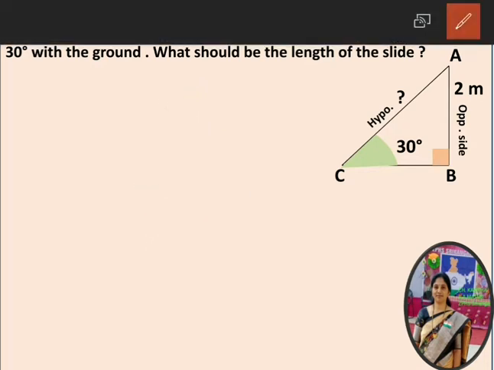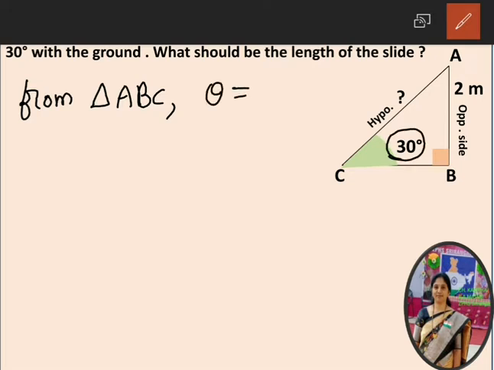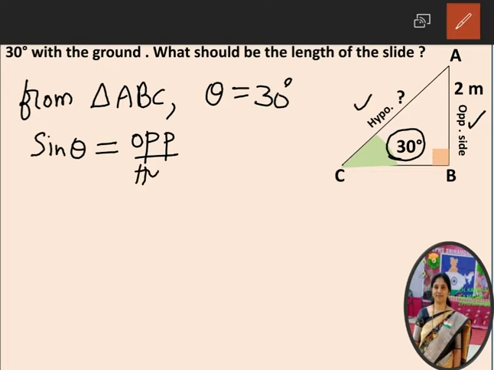See here. From triangle ABC, we know that this is the particular angle. So theta is equal to 30 degrees. Okay. And the suitable trigonometric ratio: the opposite side is given, the hypotenuse is asked, so we have to consider sine. We know that sine theta is equal to opposite by hypotenuse. Opposite means here AB, by hypotenuse, which is AC. Now substitute the values.